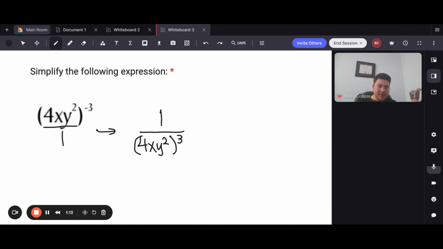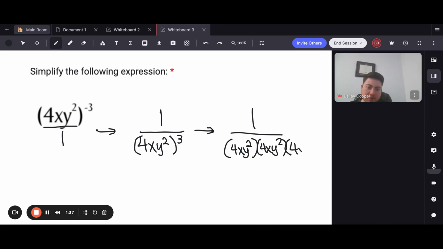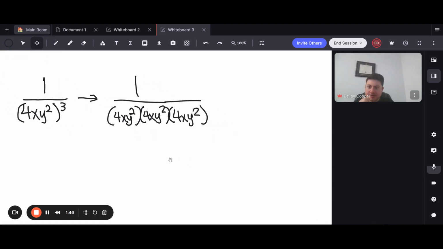Then now we can think about what the to the third power means. If you are taking something to the third power, that means you're multiplying something by itself and then by itself again. So I'm going to rewrite that just so that we can see 4xy squared, 4xy squared, 4xy squared. This is basically equivalent to what we had before, right?